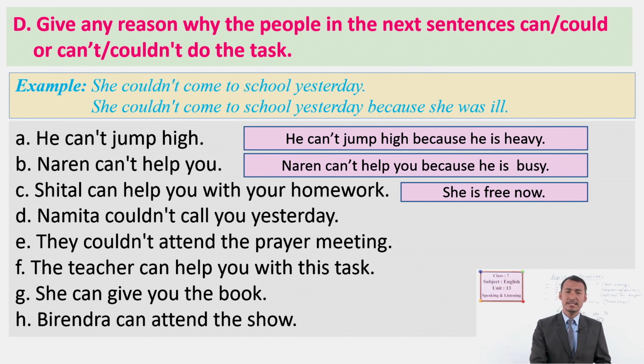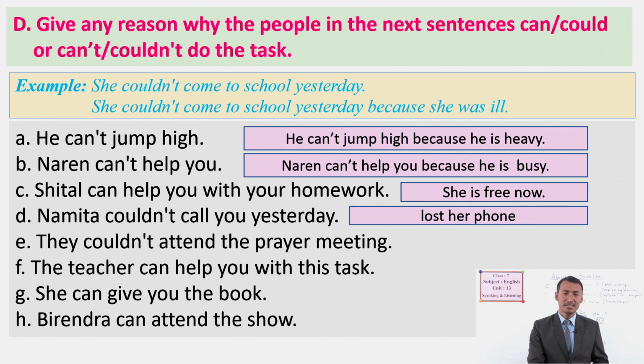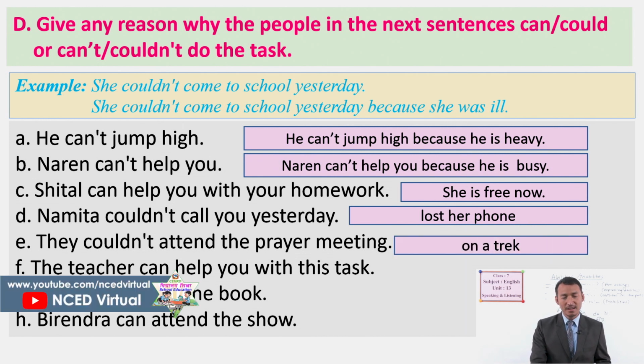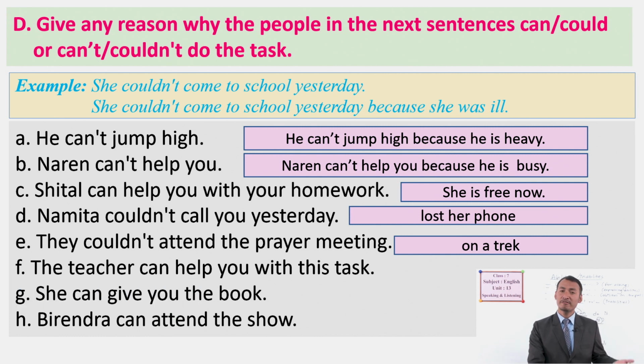Namita couldn't call you yesterday. Why? Because she lost her phone. They couldn't attend the prayer meeting. What can be the reason? Okay, they were on a trek. That can be because they were on a trek. They had gone to visit a certain place. The teacher can help you with this task because the teacher is so supportive.